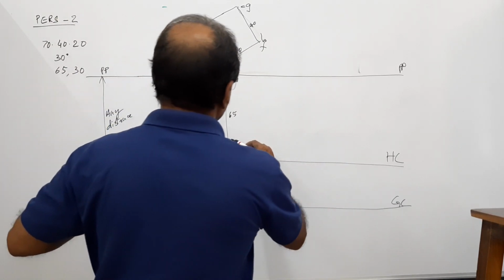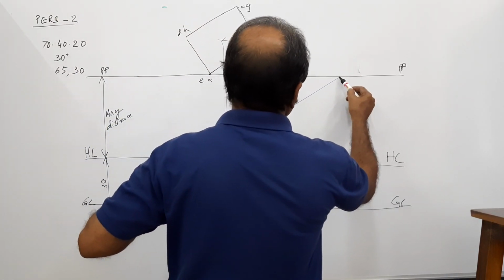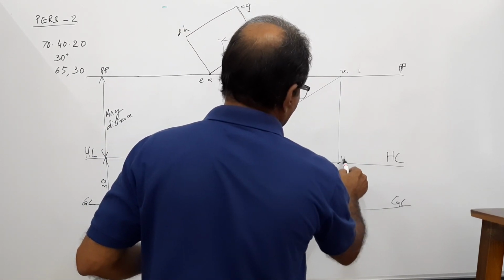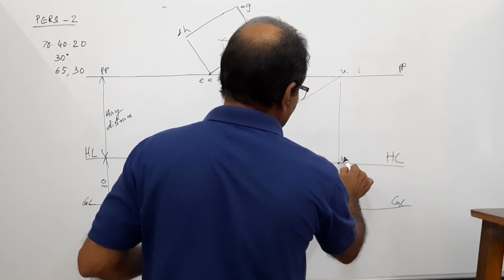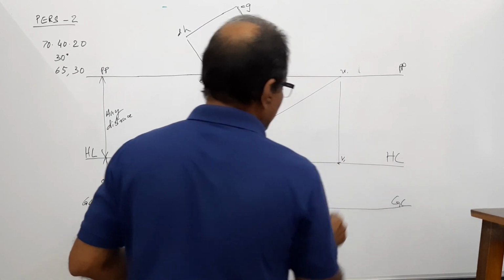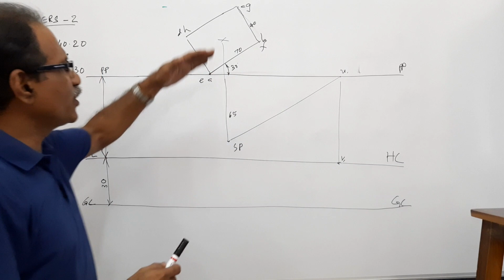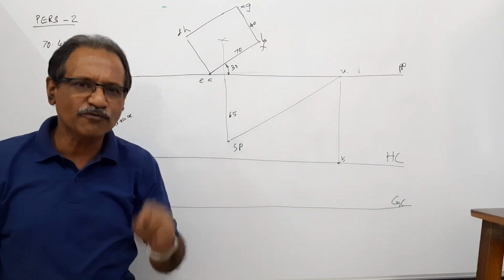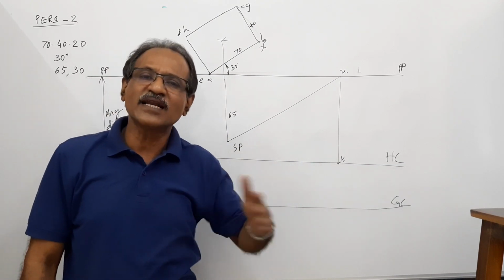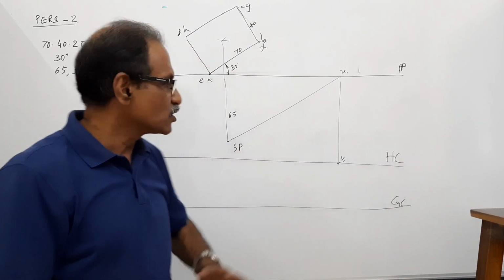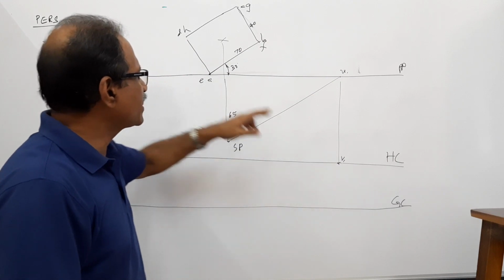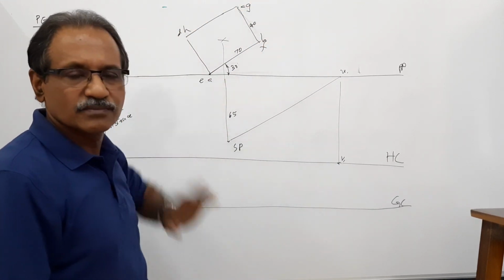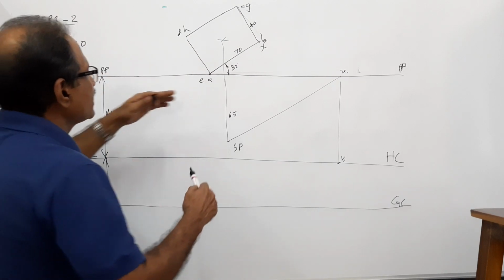Draw a line through SP parallel to AB, very, very light. Cut the picture plane at small v1. Drop it down to HL. You get capital V1. Capital V1 is the vanishing point of AB and all other lines parallel to AB. If you are able to get the vanishing point of one line, all lines parallel to it will also vanish at the same point. So V1 is the vanishing point of what? AB, EF, DC, GH.